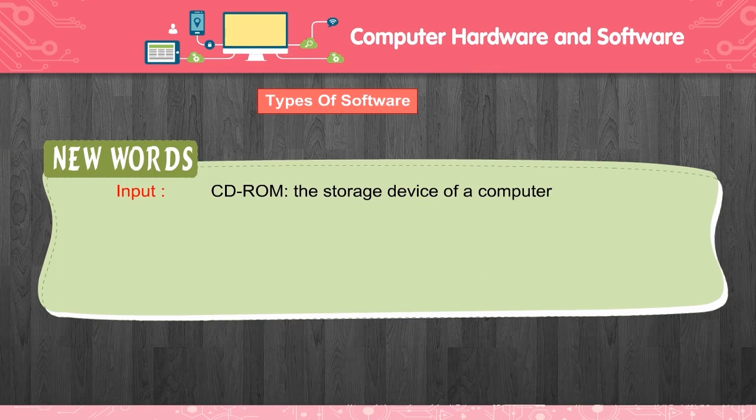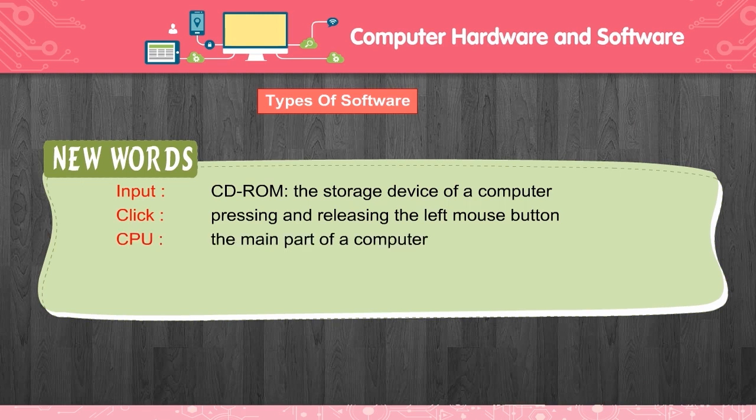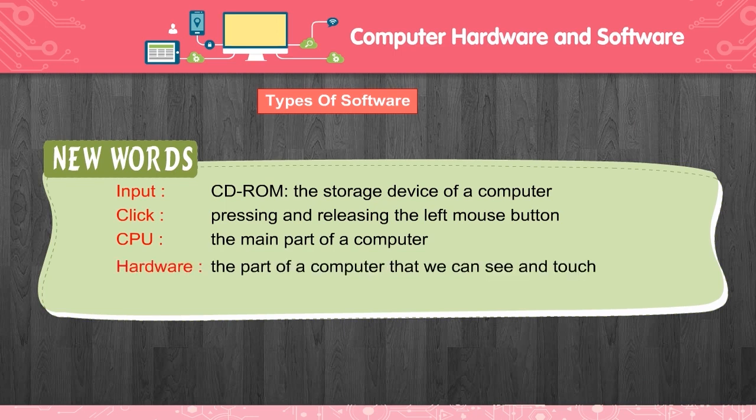New words. Input. CD-ROM, the storage device of a computer. Click. Pressing and releasing the left mouse button. CPU, the main part of a computer. Hardware, the part of a computer that we can see and touch. Software, the programs we use on a computer.